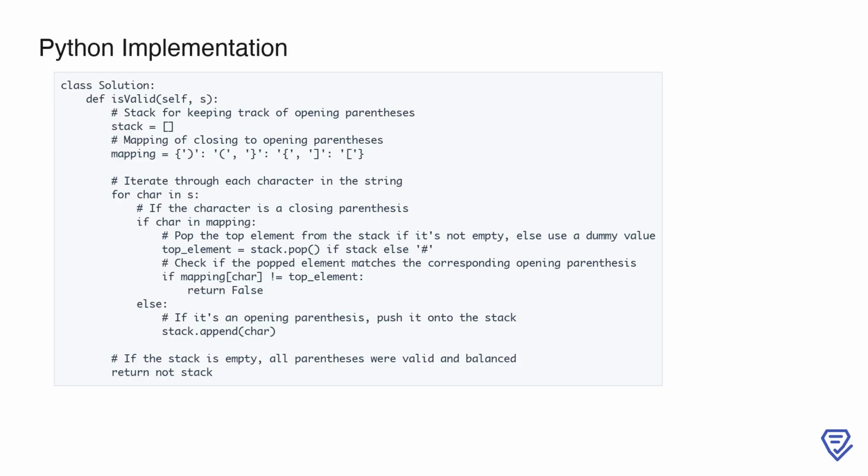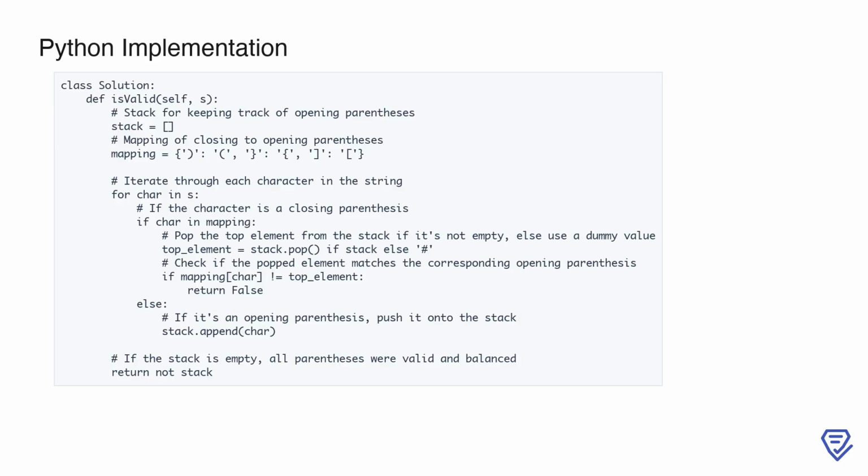3. Final validation. After processing all characters in the string, the function checks if the stack is empty. If the stack is empty, all parentheses were matched correctly, and the string is valid. Otherwise, unmatched opening parentheses remain in the stack, indicating an invalid string. The algorithm ensures correctness by leveraging the stack data structure to enforce proper nesting and order of parentheses.